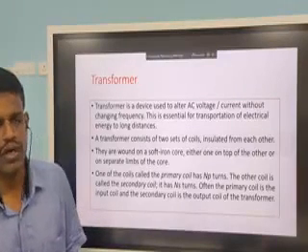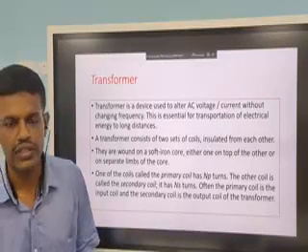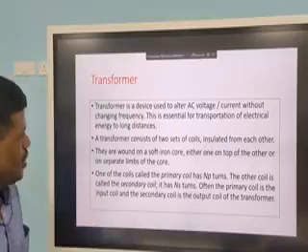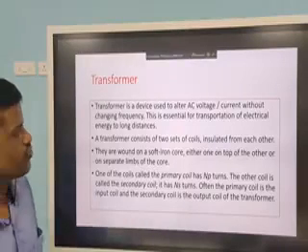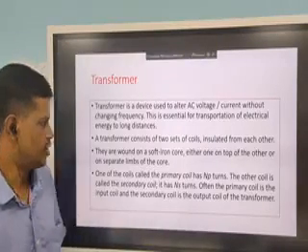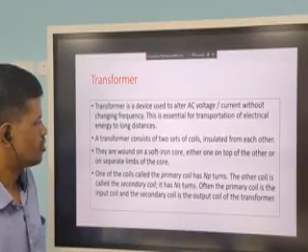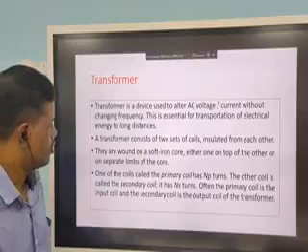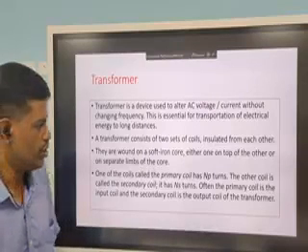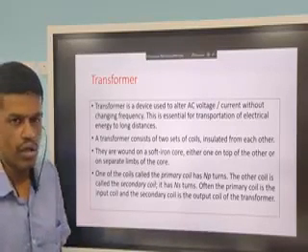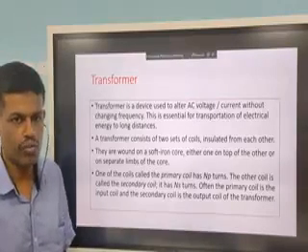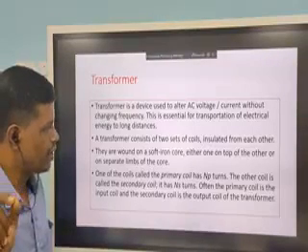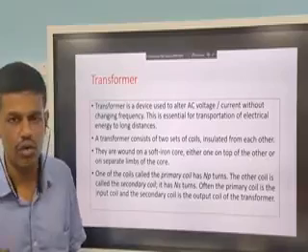The main point about a transformer is that it works only with AC. A transformer consists of two sets of coils insulated from each other. They are mounted on a soft iron core, either one on top of the other or on separate limbs of the core. Out of the two coils of a transformer, one is called the primary and the other is called the secondary coil.